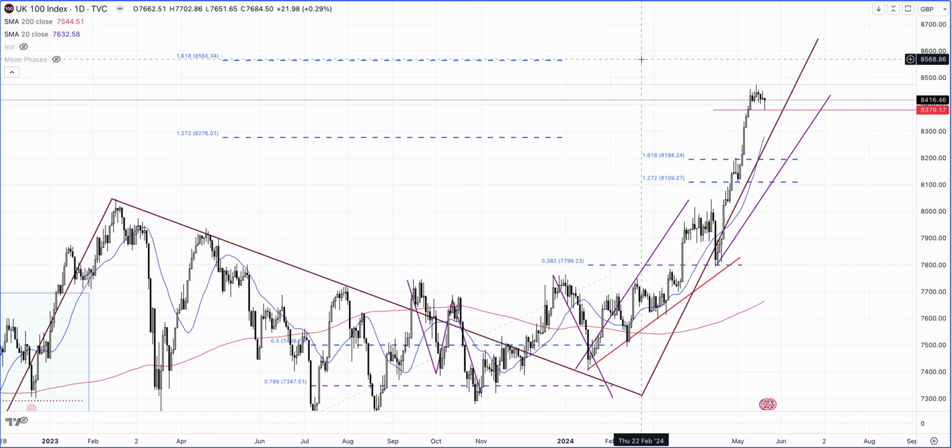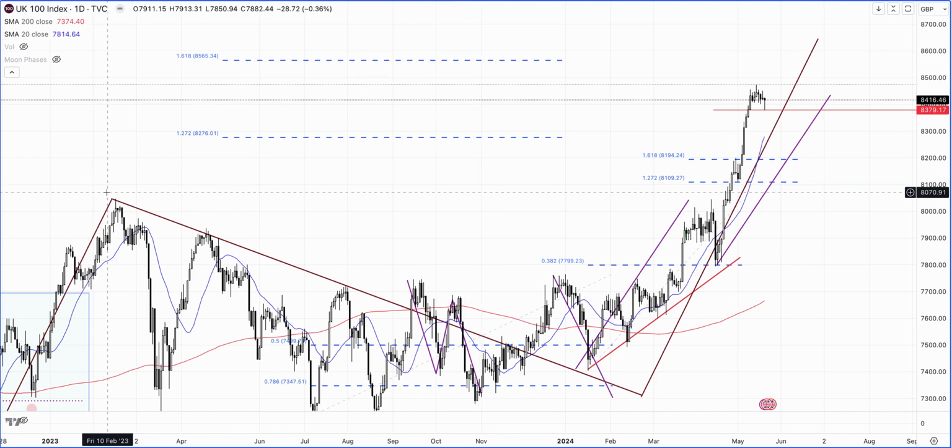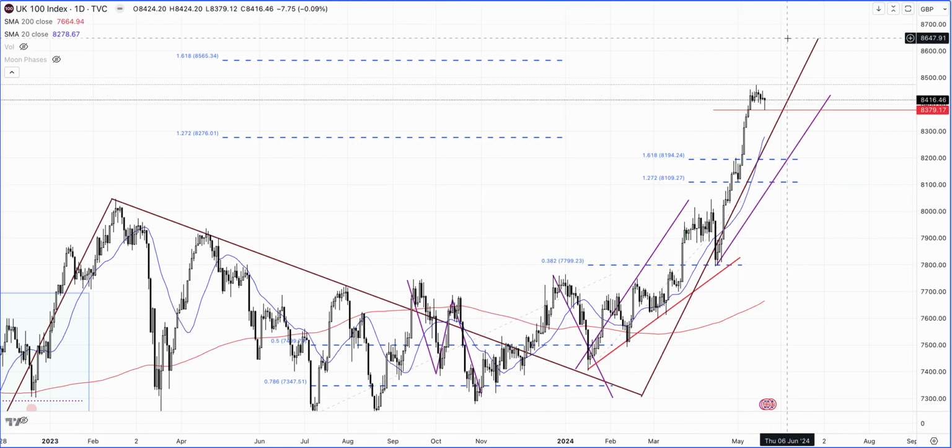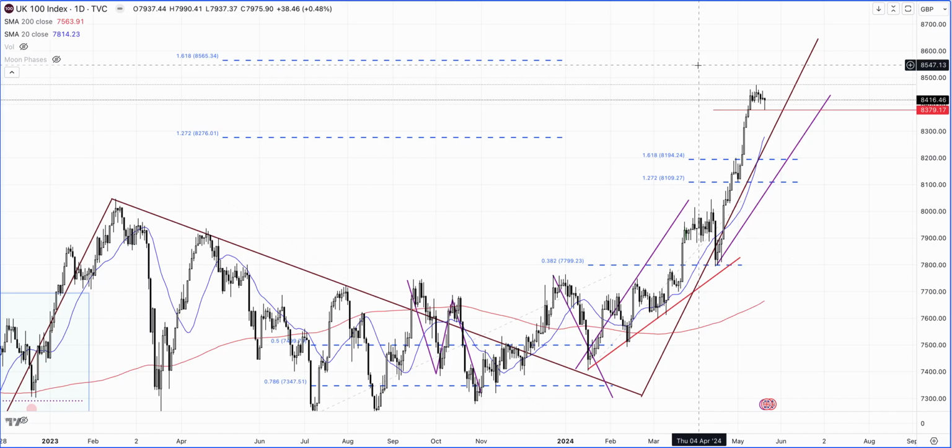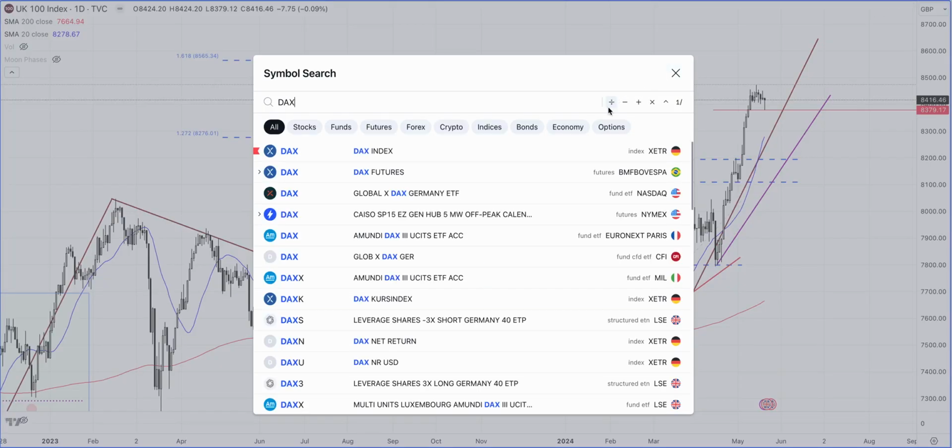We do think it has the potential to reach up to 8565, which is the 1.618 expansion of this big entire range, and maybe possibly a little bit higher as well. Now we'll move on to the German DAX.